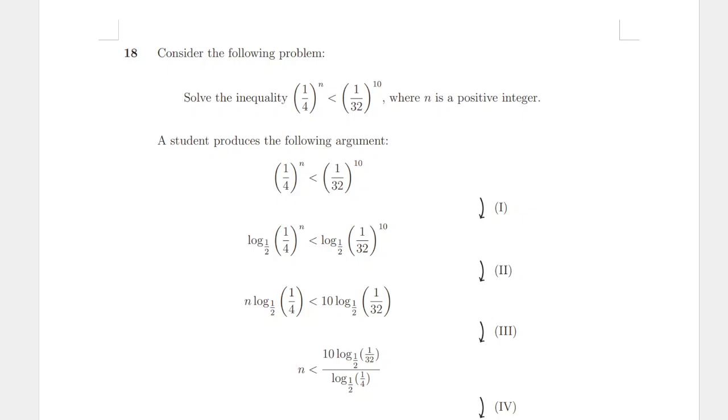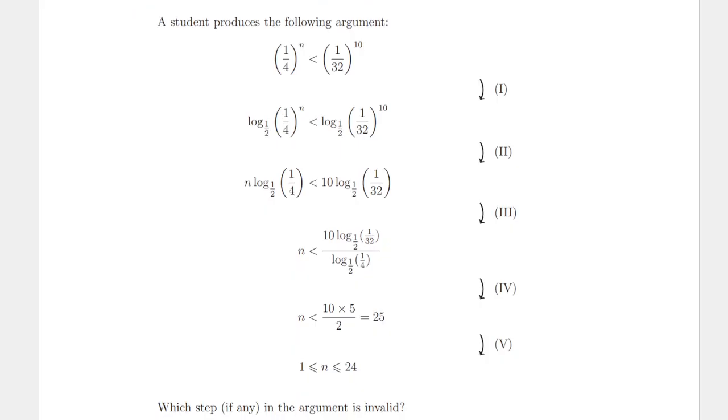Okay, question 18. Consider the following problem: solve the inequality (1/4)^n is less than (1/32)^10, where n is a positive integer. A student produces the following arguments. Okay, so there's some algebra going on, so have a read of the algebra and see if you agree with the student. So the question is, which step, if any, in the argument is invalid?